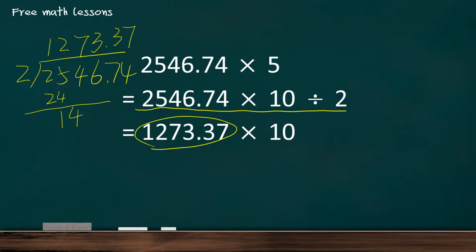So 2546.74 divided by 2 is equal to 1273.37. The final answer is equal to 1273.37 times 10, which is 12733.7. If you multiply 2546.74 times 5 directly, the calculation will be much more complicated.